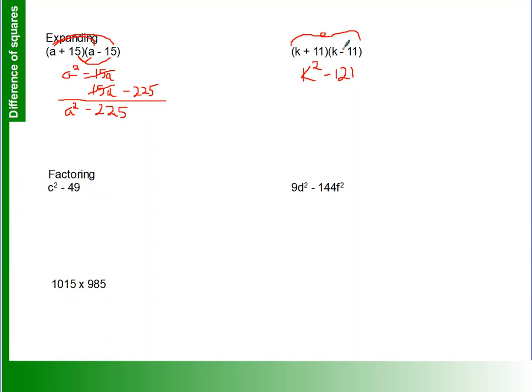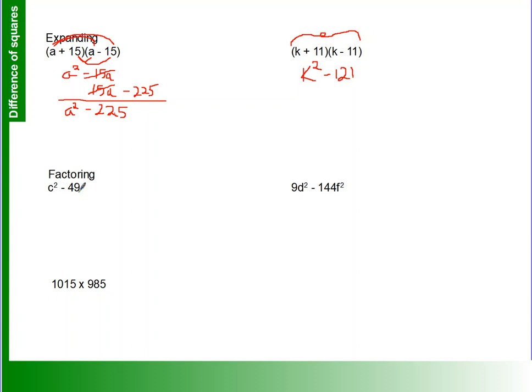Well, we can turn it around the other way. We can turn an expanded form expression into a factored form expression really quickly. So notice how I have two perfect squares right here. I have c squared and 49. C squared is a perfect square because it's c times c, and 49 is a perfect square because it's 7 times 7. And I am subtracting them, therefore I have a difference of squares.